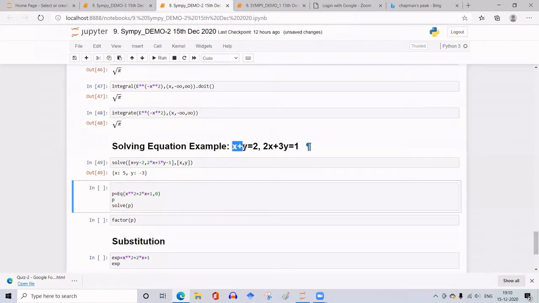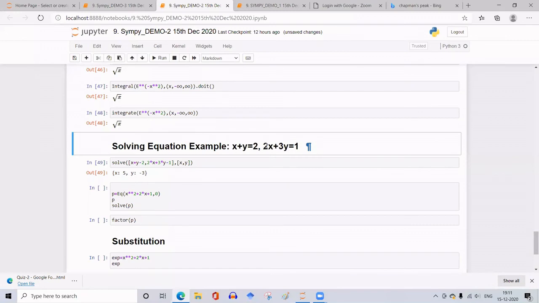The two equations are x plus y is equal to 2, and the second one is 2x plus 3y is equal to 1. To give the equations to this solve function, get all the variables to the left hand side of the equal sign, make the right hand side 0, and give only the left hand side. So the first equation is x plus y minus 2 is equal to 0, when I take this 2 to the left hand side.